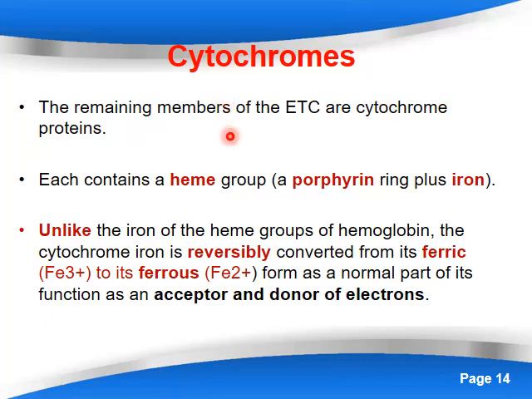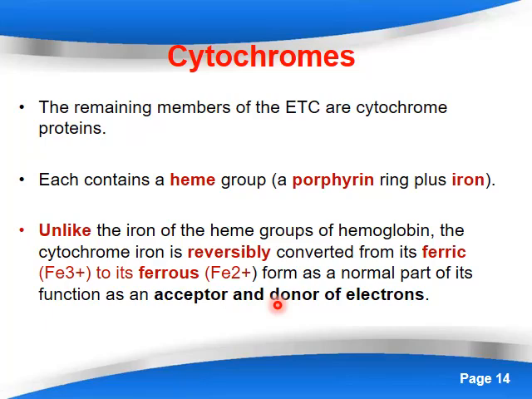What about cytochrome C? The remaining members of the electron transport chain are cytochrome proteins. Cytochromes contain iron, but the iron is present in a porphyrin ring, as in heme. Remember, complex 1 and 2 also contain iron, but in iron-sulfur form. Iron is present in two forms: the oxidized form, called ferric, and on adding electrons, the reduced form, called ferrous.